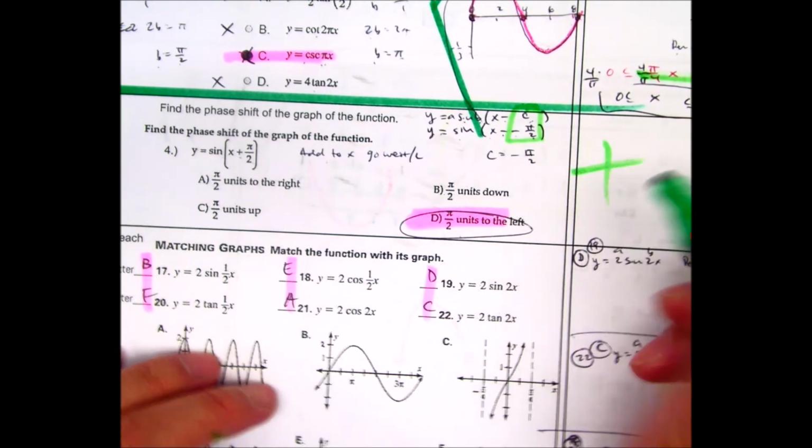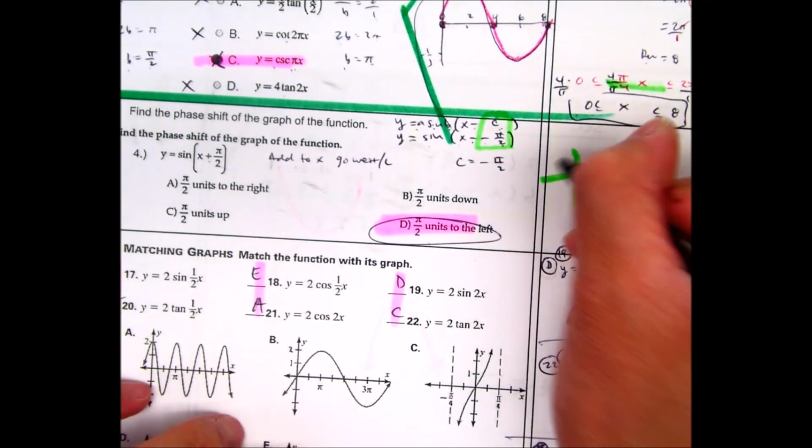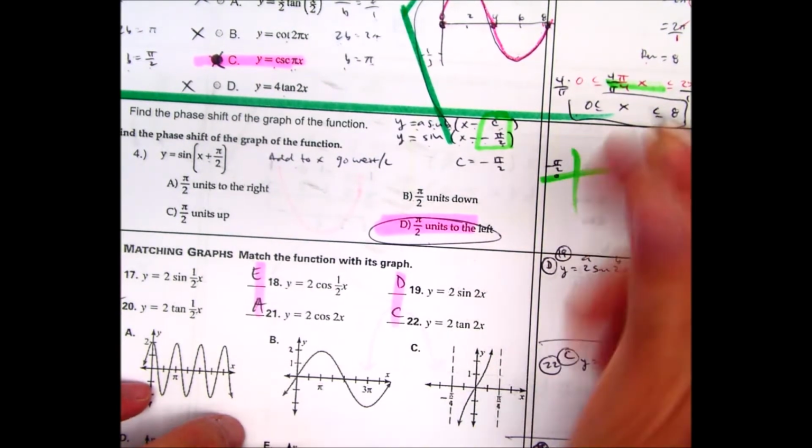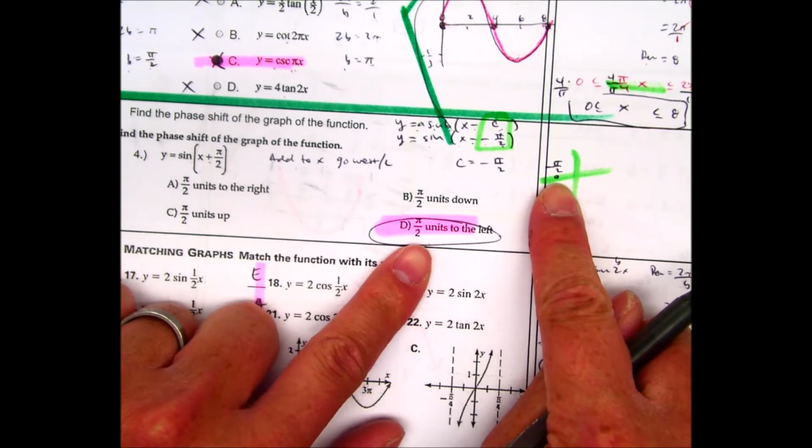So when you graph it, negative pi over 2, there is the idea of going shifted left.